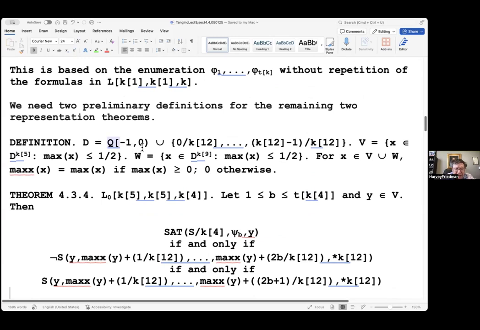The negative numbers plus the indiscernibles. Actually, you don't want the last one, for technical reasons, because you can't shift the last one. And then you take the K tuples, the K5 tuples from there, and the K9 tuples from there. You also don't want them to go all the way up to the top for technical reasons.